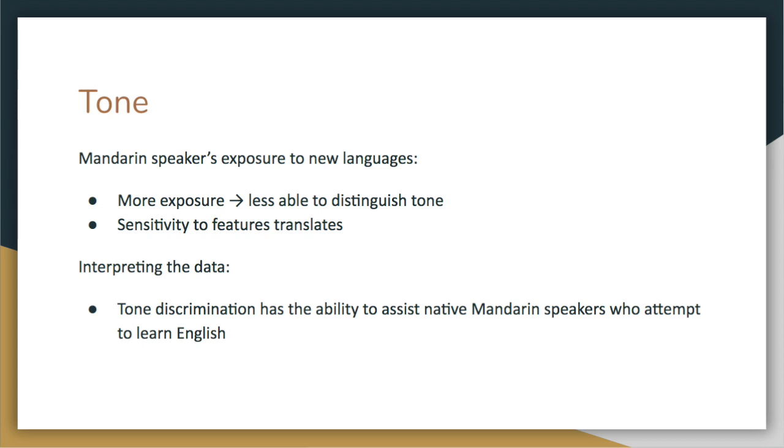reverting back to Mandarin. In a second study conducted by Tong et al., they found that tone sensitivity in the native language translates to tone sensitivity in English. Overall, these studies suggest that tone discrimination has the ability to assist native Mandarin speakers who attempt to learn English.